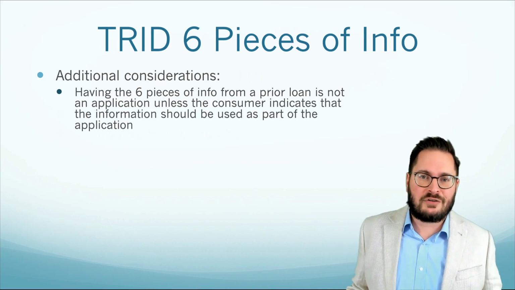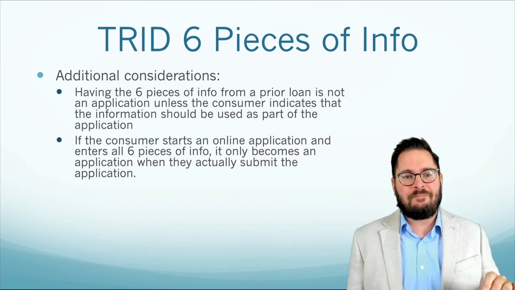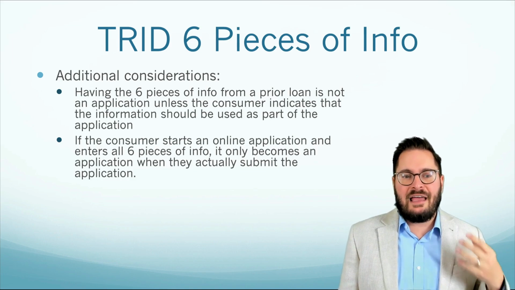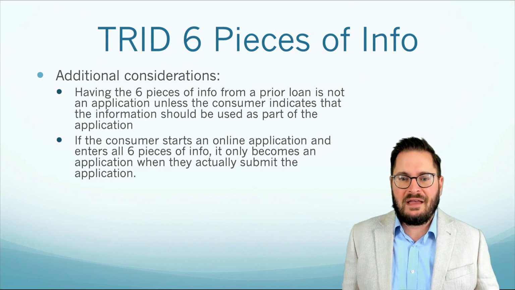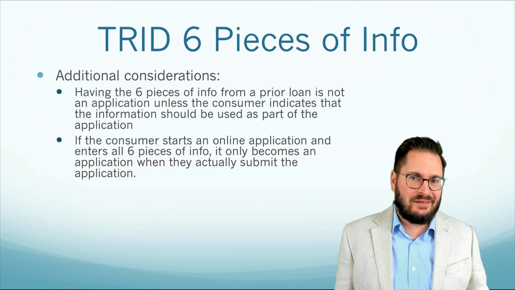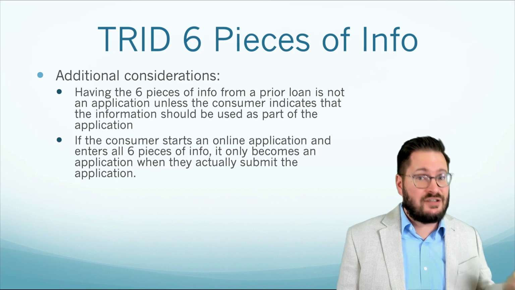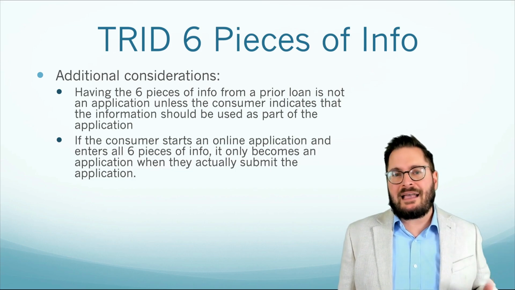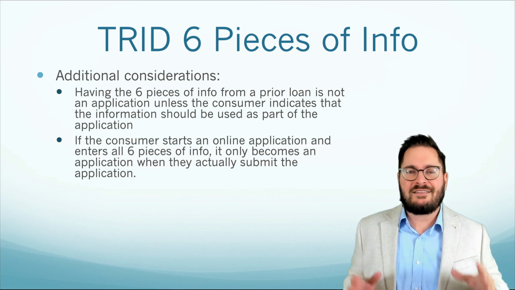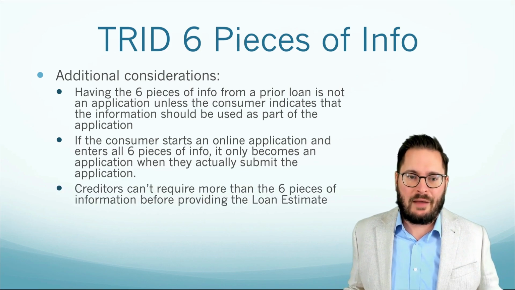Well, the frequently asked question expanded the guidance and told us this from the CFPB. The CFPB said, if the consumer starts an online application and enters all 6 pieces of information, it only becomes an application when they actually submit the application. So if they put all 6 pieces of information on the online system, but they don't submit it for 2 weeks, it only becomes an application when they hit that submit button and the information is delivered to you. So the CFPB has clarified that in the TRID frequently asked questions on their website.